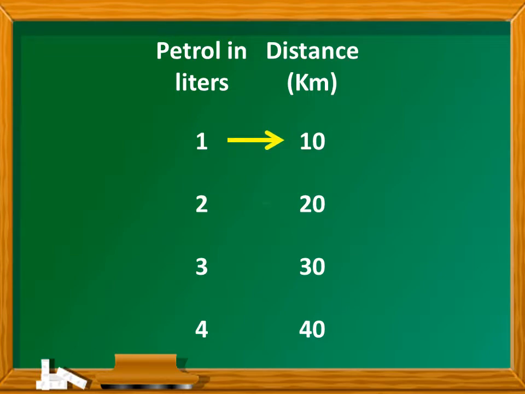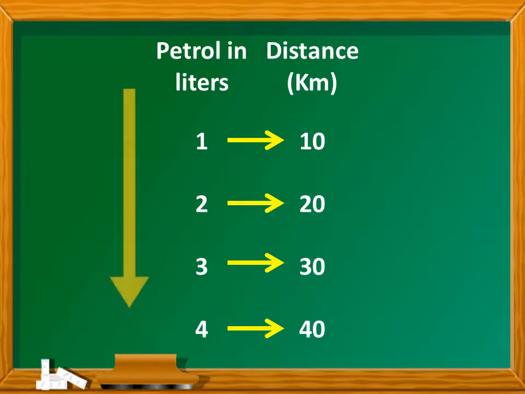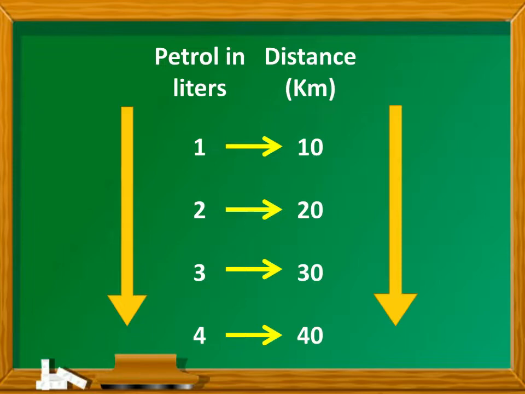To cover the distance of 10 kilometers by burning 1 liter of petrol, also 20 kilometers by using 2 liters, 30 kilometers by using 3 liters, and 40 kilometers by using 4 liters. When we consider this number of liters of petrol, they are increasing here. Firstly 1, then 2, 3, 4 likewise. The number of liters of petrol increases in this way, and in the same way we can see the distance in kilometers also rises here.